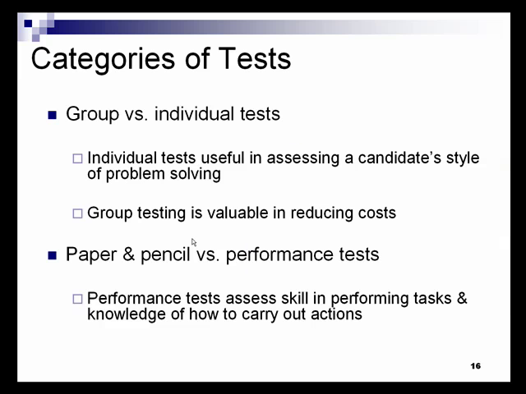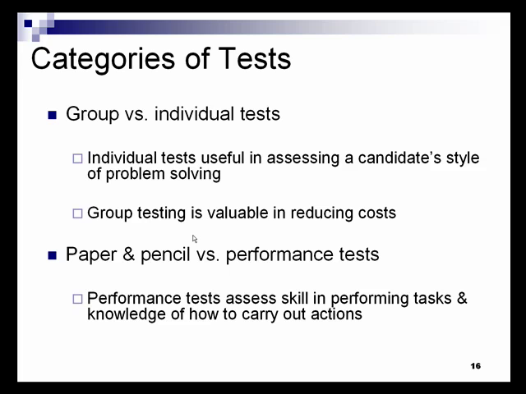Another category of tests is group versus individual tests. Individual tests are useful in assessing a candidate's style of problem solving. And obviously, as the term suggests, you are testing one person at a time. Obviously, there are some benefits and some drawbacks to group and individual tests. Because a test is done individually, you, as I said, can assess a person's style and really look at how one person is performing with regard to whatever it is that you're trying to measure.